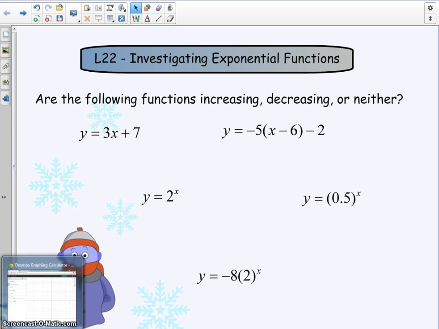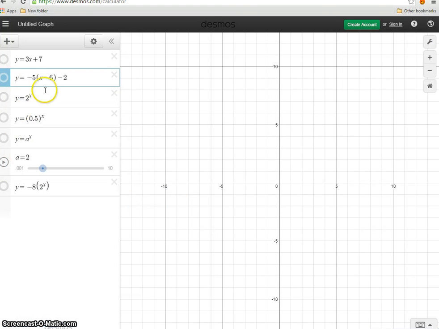So let's take a look at Desmos here. y equals 3x plus 7, if you remember correctly, should be a line with a y-intercept of 7 and a slope of 3. So it has a positive slope, and we are going to say that this line is increasing. To define a function as increasing, you're looking at going from left to right on the graph, what's happening to the graph. As we move left to right over here, the function is going up, so we say it is increasing.